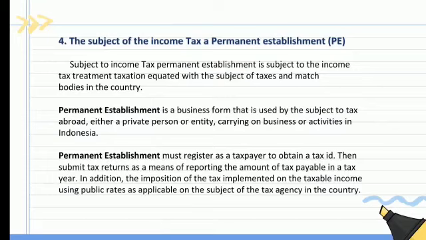A permanent establishment must register as a taxpayer to obtain a tax number, then submit a tax return as a means of reporting the amount of tax payable in a tax year. In addition, the imposition of the tax is implemented on the taxable income using public rates as applicable on the subject of tax agency in the country.